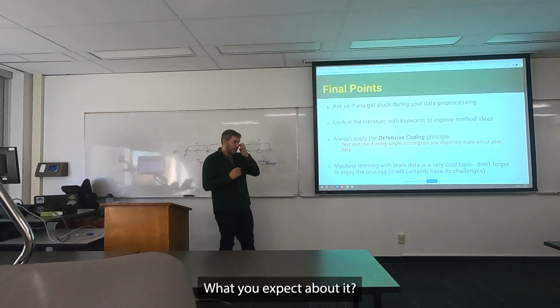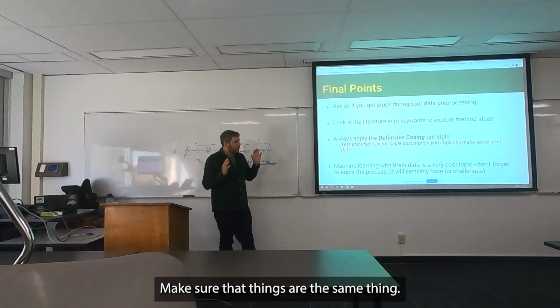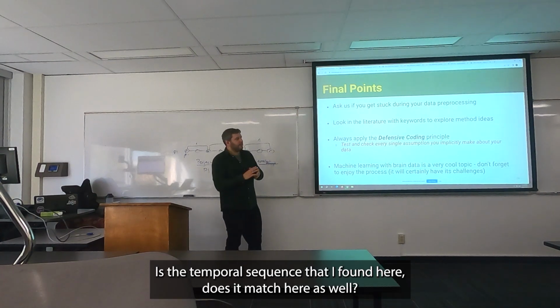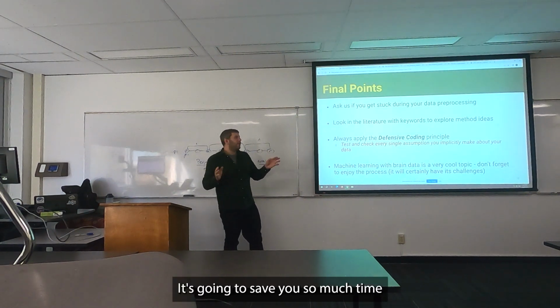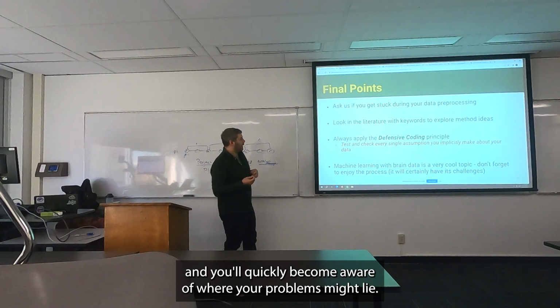What do you expect about it? Everything that you just assume to be true, write an assertion. Make sure that things are the same. Is the number of events equal to the number of rows in this? Is the temporal sequence that I found here, does it match here as well? Always try and put that in. It's going to save you so much time, and you'll quickly discover where your problems might lie as well.